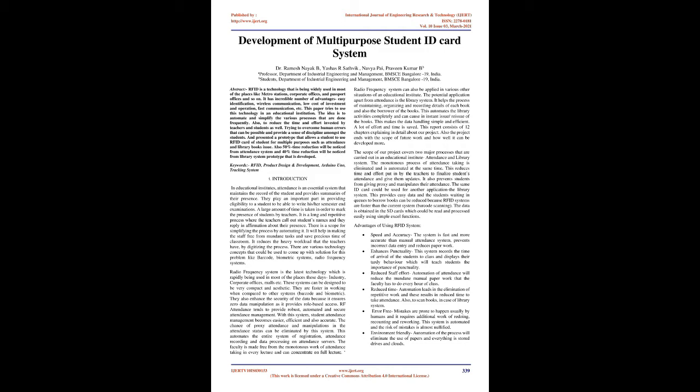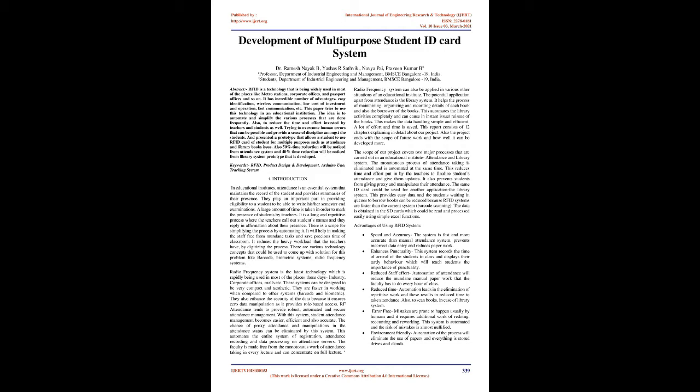Radio frequency system can also be applied in various other situations of an educational institute. The potential application apart from attendance is the library system. It helps the process of maintaining, organizing, and recording details of each book and also the borrower of the books. This automates the library activities completely and can cause an instant issue/reissue of the books. This makes the data handling simple and efficient. A lot of effort and time is saved. This report consists of 12 chapters explaining in detail about our project. Also, the project ends with the scope of future work and how it can be developed further.